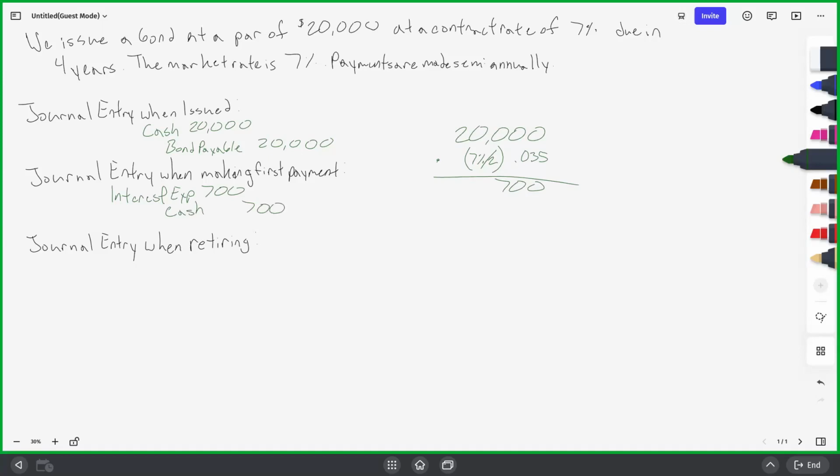Gotta love bonds at par value. They look so nice. All right, so how do we write the journal entry for retiring the bond? Flip bond payable and cash.